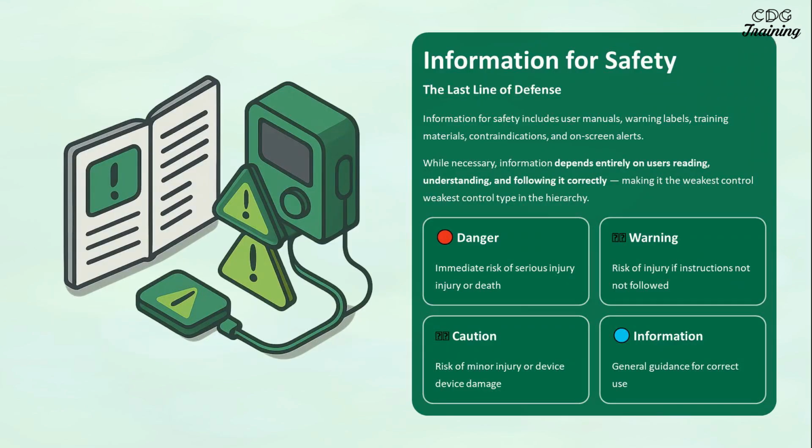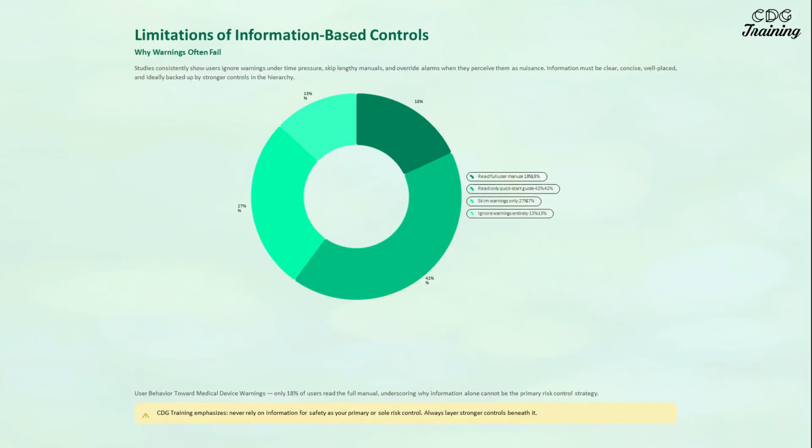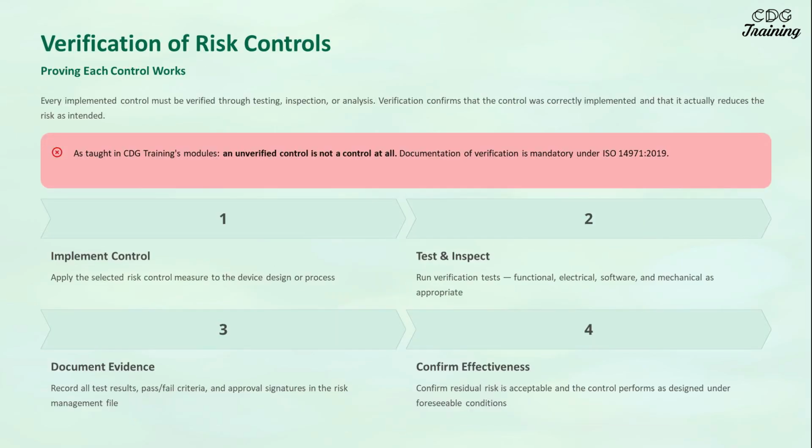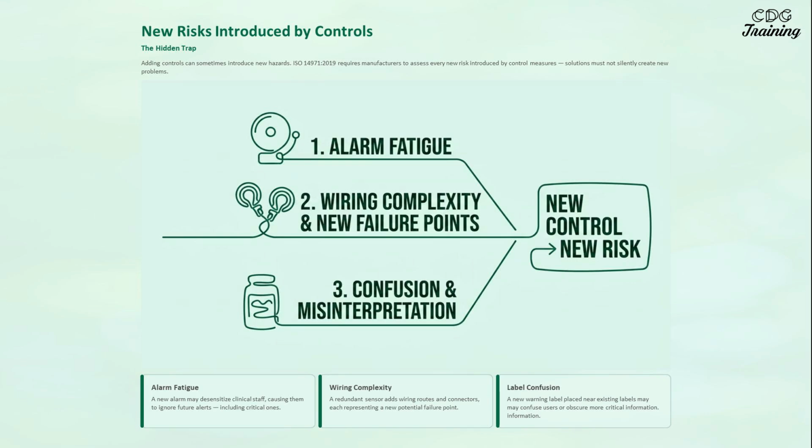Information for safety is the last line of defense, relying on users to read and follow instructions, making it the weakest control. Studies show that information alone often fails under pressure, emphasizing the need for stronger controls in the hierarchy. Verification ensures each control works as intended, confirming risk reduction through testing, inspection, and analysis. Implementing controls can introduce new risks, such as alarm fatigue and wiring complexity, requiring careful management.